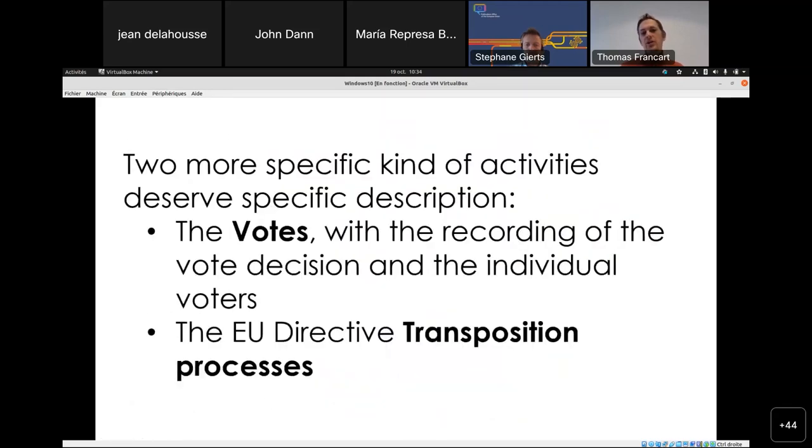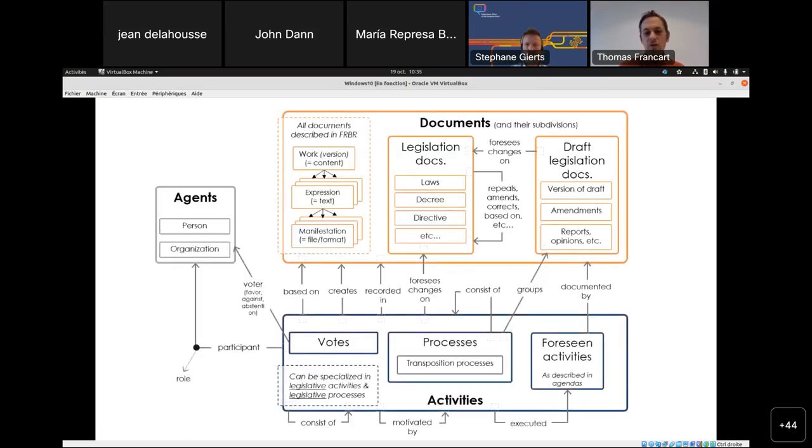There are two more specific kinds of activities that deserve a specific description. One is the votes, which is an important kind of activity taking place in Parliament, and it deserves specific metadata, specific description, with the recording of the vote decision of each individual member of Parliament. And of course, the result of the vote, whether the amendment or the text was adopted or not. And another kind of activity that deserves specific description is the transposition process of an EU directive within a member state. So we have two focuses on specific kinds of activities, the votes here and the transposition process here, which have specific metadata attached to them.